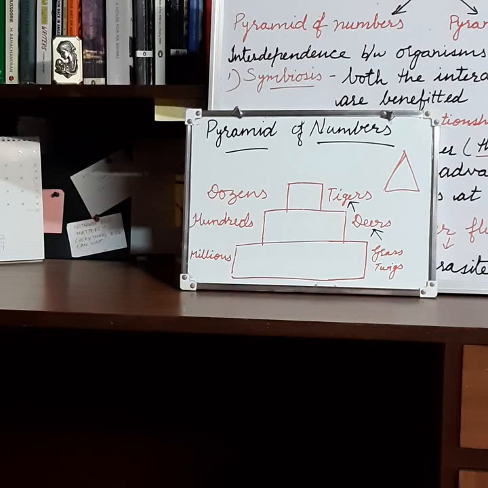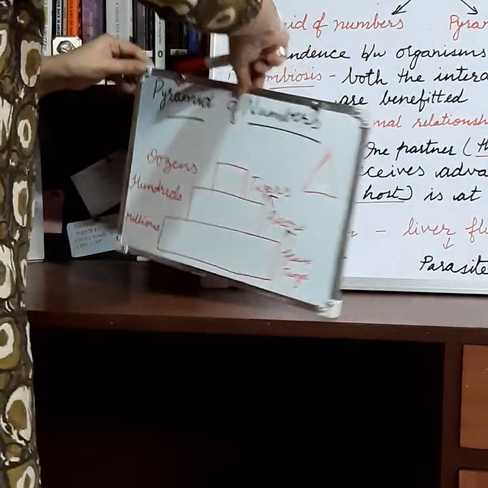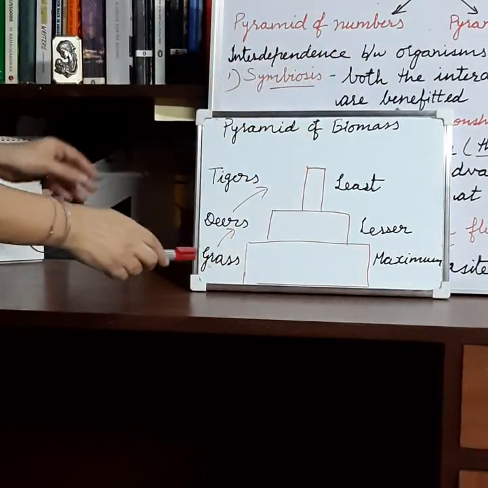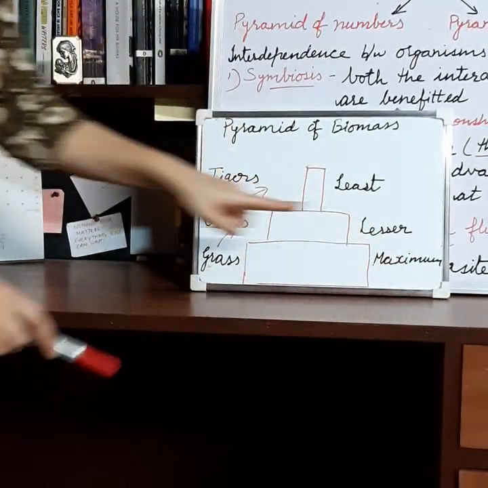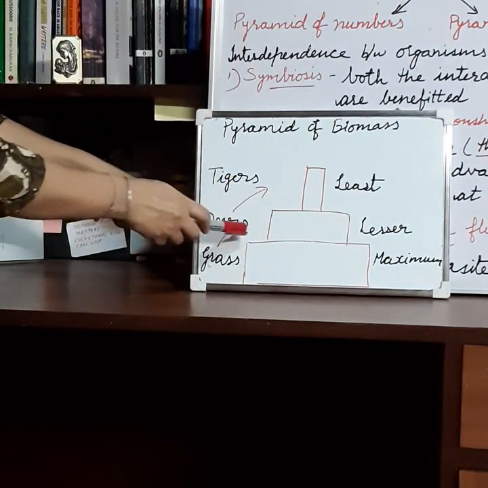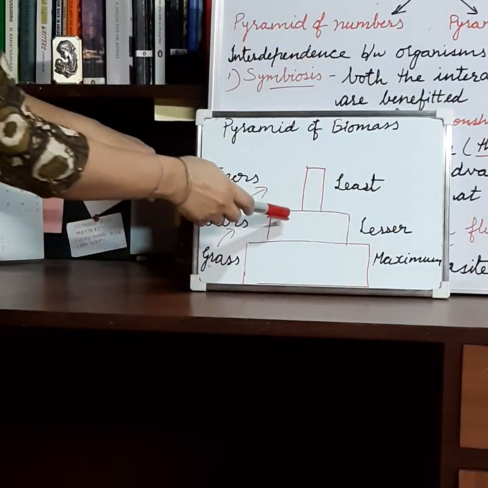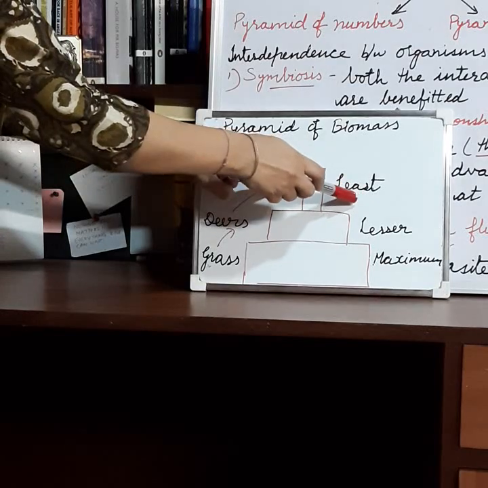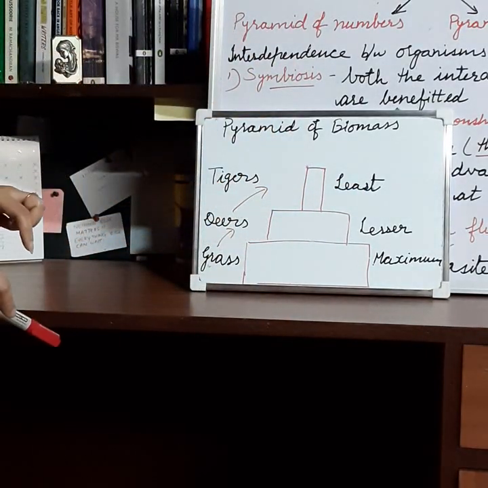Now the next, pyramid of biomass. You see pyramid of biomass. Grass, over here you can see maximum. Then the next narrow level, deers, but they are lesser than grass. Then this final point, least, tigers are least. Is that clear? So this is pyramid of biomass.